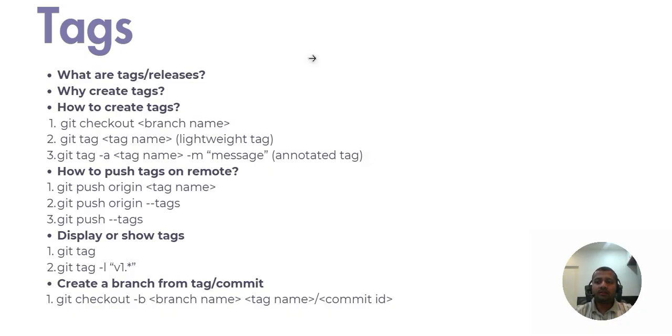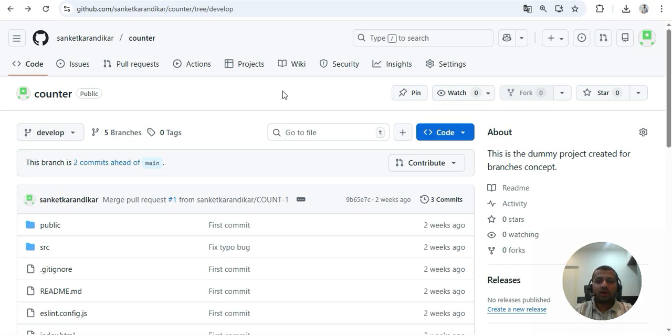Now the next thing is, we will see how to create tags. As you can see, the git commands are present over there, so we will do them practically. Let's get started. Before I show you how to create tags, just take a look here carefully. So here we can see that there are 5 branches that we have created, but we have 0 tags so far. We have not created any single tag up until now, but we are going to create one right now.